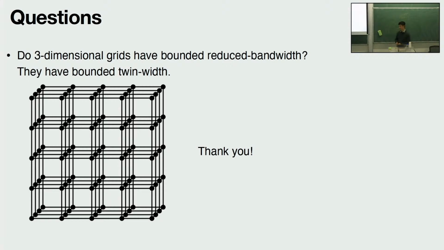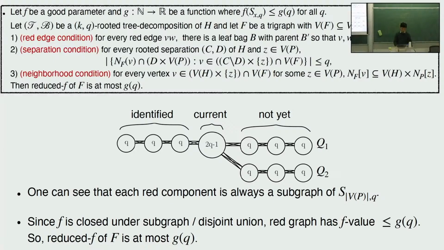So, let me just check. You have two bounds, right? One for the reduced bandwidth and one for the twinness. The bound for bandwidth doesn't imply your bound for twinness. No, twinness. But in the proposition, we proved it for any F. And then, yeah, maybe I can go back to it.